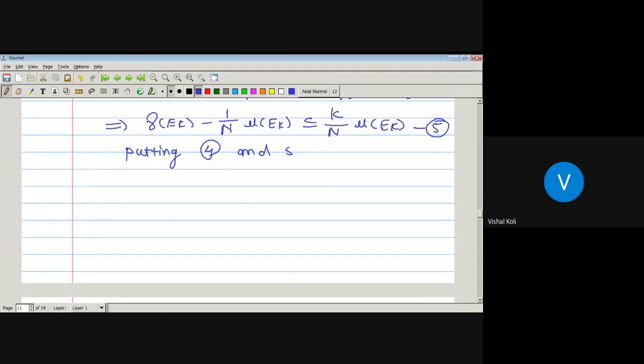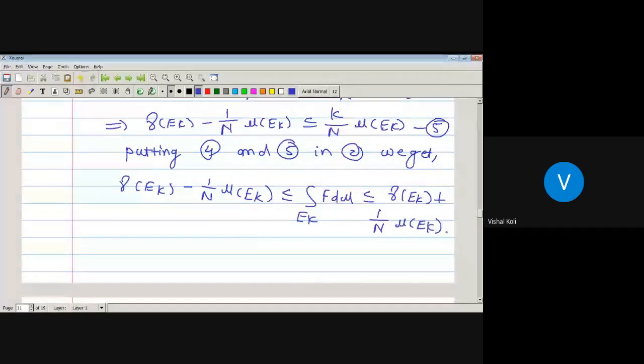Equation 4 and 5 in 2, we get gamma of ek minus (1/n) times the measure of ek is less than or equal to the integration over set ek of f d mu, and which is less than or equal to gamma of ek plus (1/n) times the measure of ek. So here we get this term. Take this one as equation number 6.